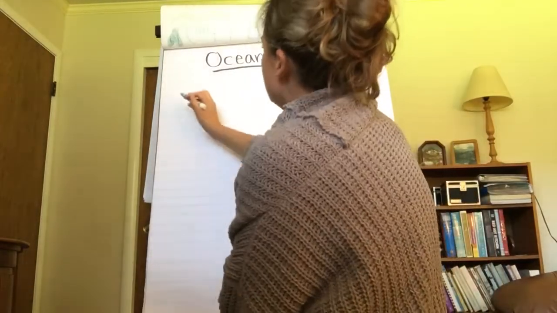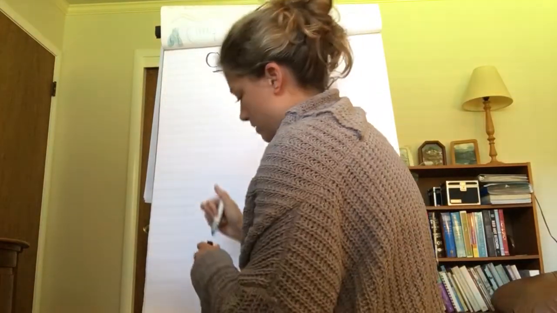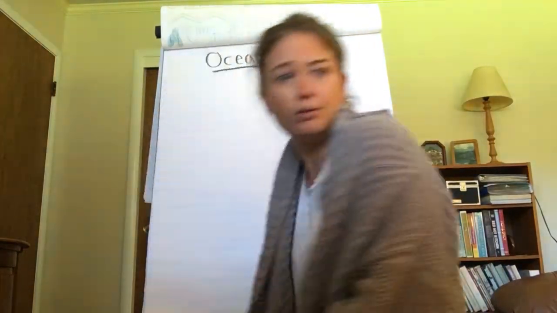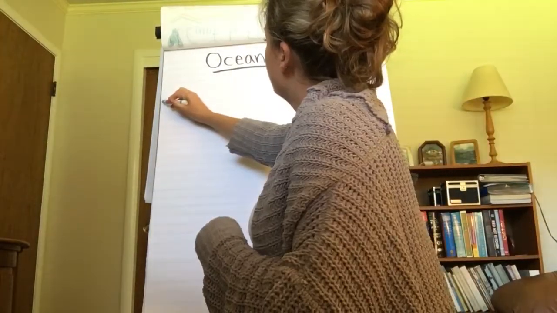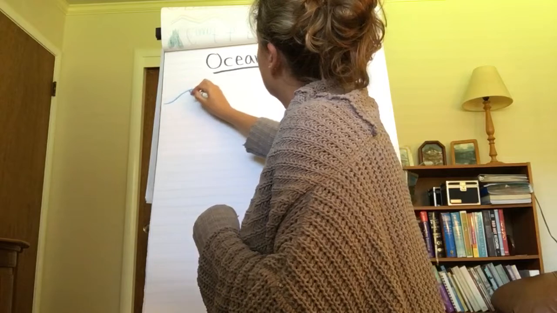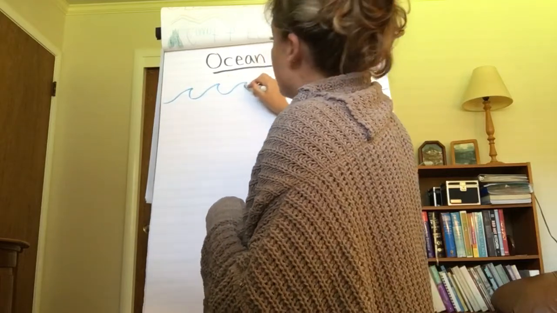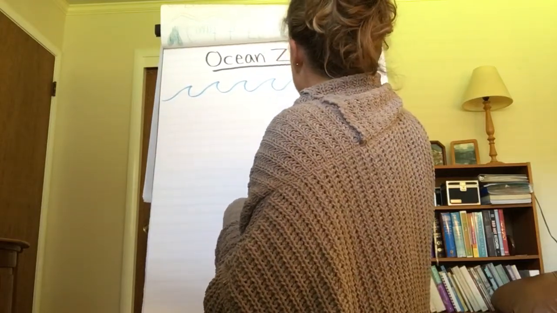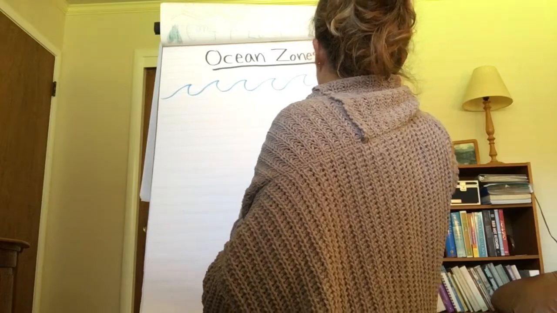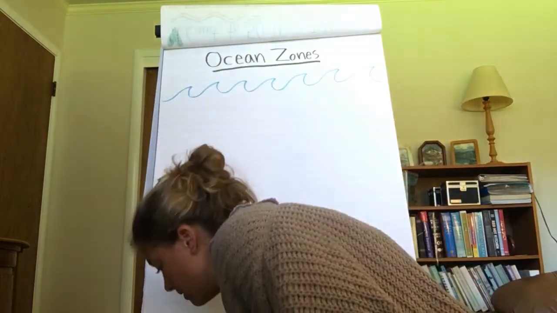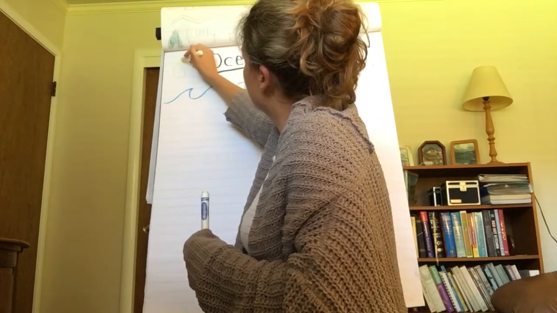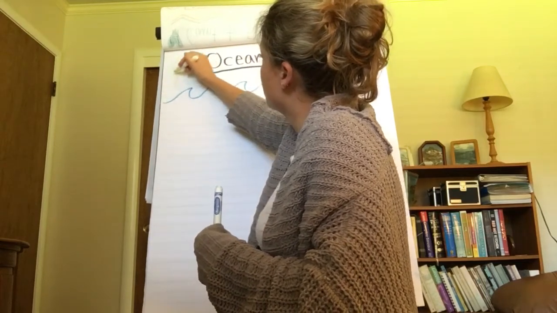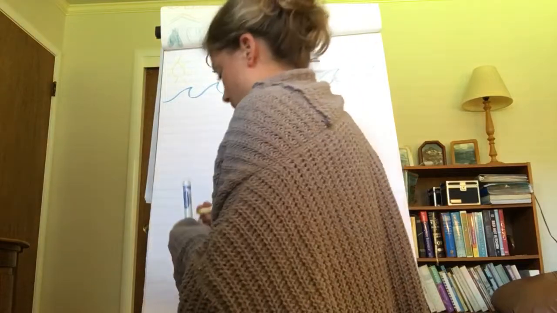Okay, so let's start at the top. I'm going to use blue. There we go. Perfect. Okay, we have our blue, we have our waves at the top. You can do this with pencil now, and you can go over it with blue later, okay? Then you're going to draw a sunshine, because the sun is very important when it comes to knowing the different ocean zones.